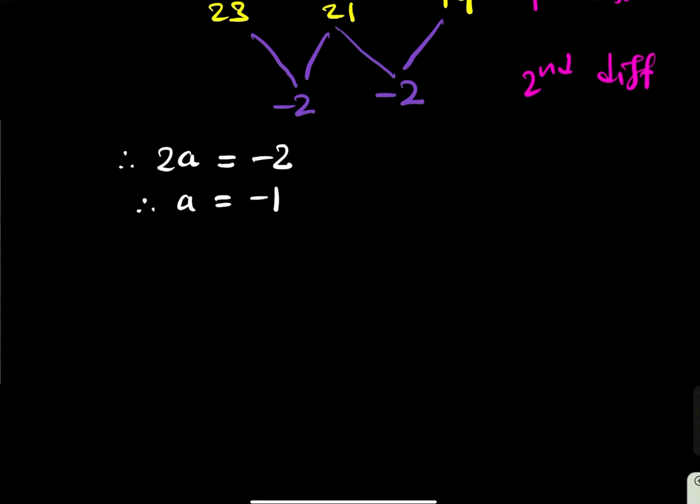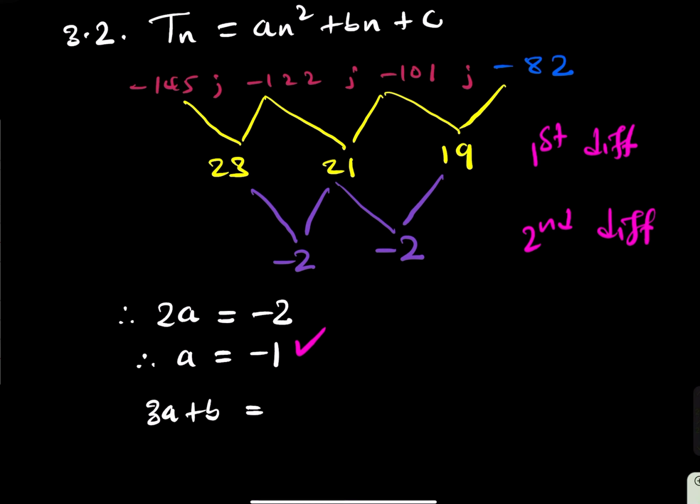So you're fine now with the value of A. You want to get the next value, which is B. So you're going to have 3A plus B is equals to the first term in the first difference. And that is this one. Please do it in that way. It's 3A plus B equals to the first term of the first difference, and 2A equals to the first term of the second difference. This is how you should really do that.